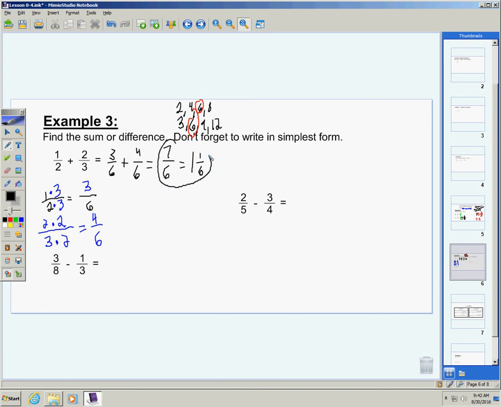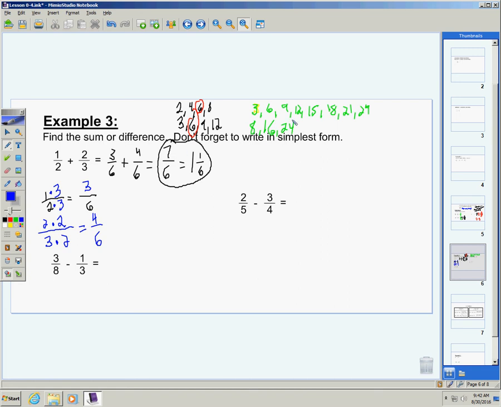We're going to find the least common multiple of 3 and 8. Let me use the color, it shows up better. So for 3, I'm going to go 3, 6, 9, 12, 15, 18, 21, 24. And then for 8, I'm going to go 8, 16, 24. And right there is my least common multiple. They each have 24 in that list, so I need to convert both of these.